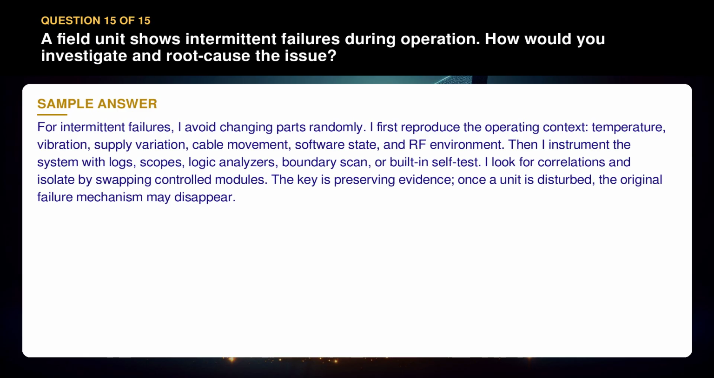For intermittent failures, I avoid changing parts randomly. I first reproduce the operating context: temperature, vibration, supply variation, cable movement, software state, and RF environment. Then I instrument the system with logs, scopes, logic analyzers, boundary scan, or built-in self-test. I look for correlations and isolate by swapping controlled modules. The key is preserving evidence. Once a unit is disturbed, the original failure mechanism may disappear.